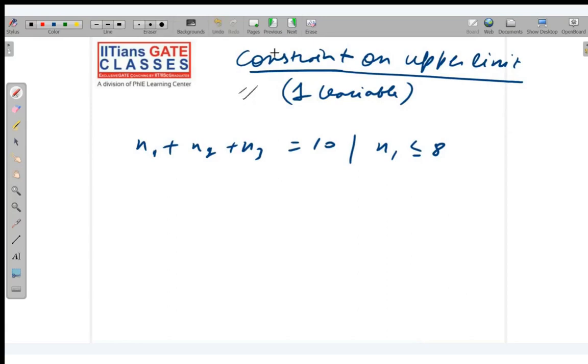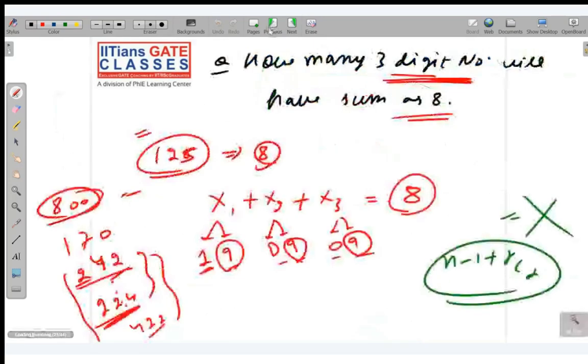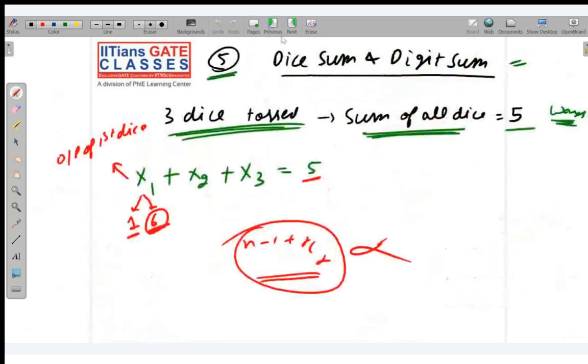Yes, so constraint on upper limit. But before that, let me tell you the things which I have skipped. So I think now it's very simple. 3 dice have been tossed. The sum of all dice should be 5. So how many ways are there? So x1 plus x2 plus x3 is equal to 5. x1 has a minimum value of 1 and a maximum of 6. That is the thing. So I think now you have got it.